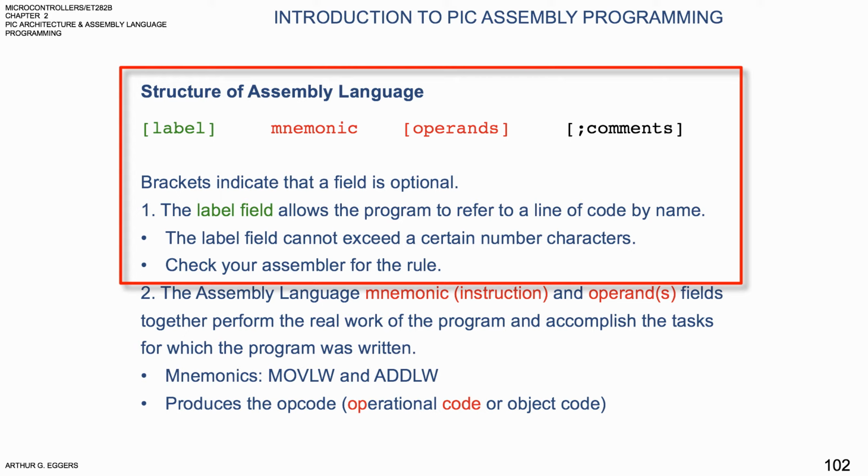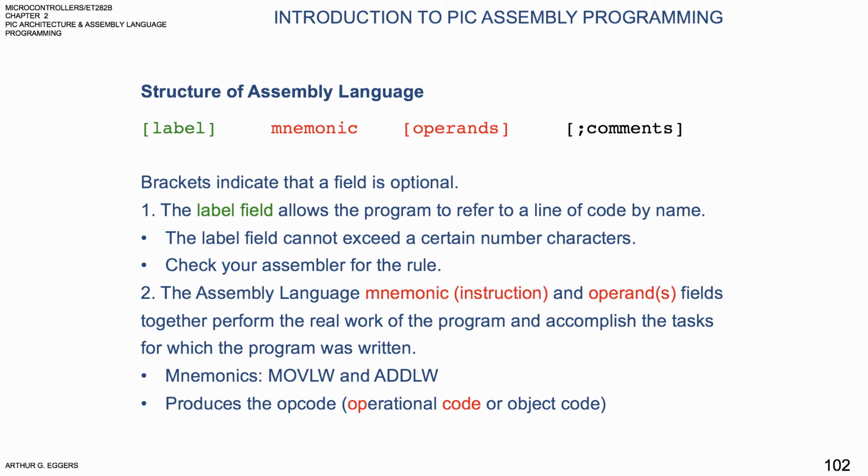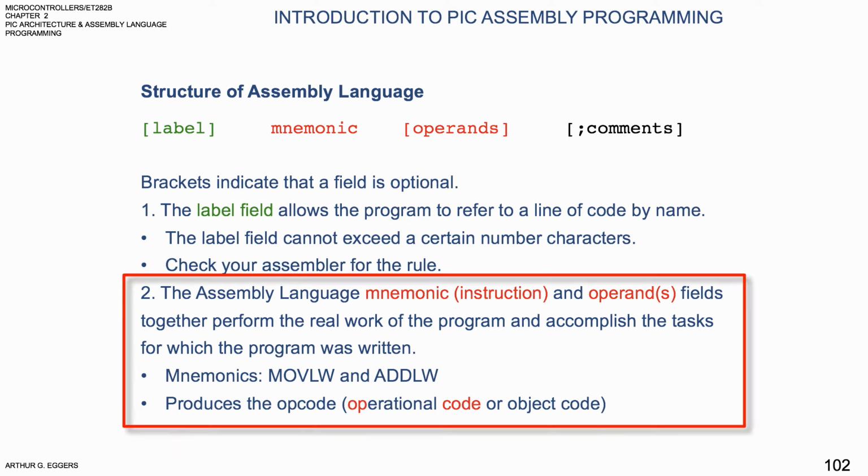The label field allows the program to refer to a line of code by name. The label field cannot exceed a certain number of characters. We'd have to check with our assembler to find out what the rules are for the number of characters. The assembly language mnemonic, instruction, and operands fields together perform the real work of the program and accomplish the tasks for which the program was written.